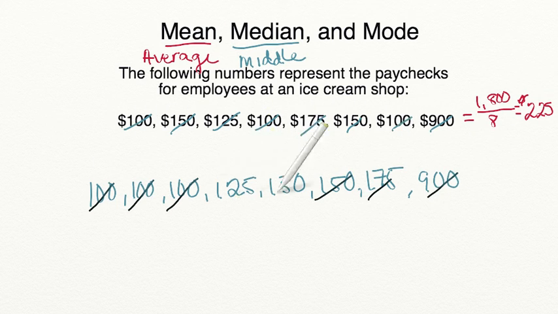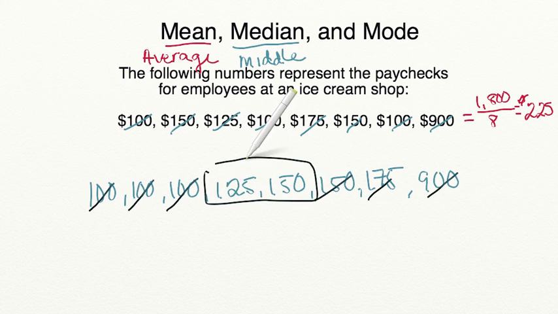So that means I have 2 numbers left in the middle because I've crossed off 3 on the left and 3 on the right. So in order to find the true median for the set of data, I need to find the mean of these 2 numbers. So I have to add together 125 plus 150, which gives me 275, and then divide it by 2 since I added 2 numbers together. When I divide 275 by 2, I get 137 and 5/10. Now remember, we're working with money, so this would be $137.50.